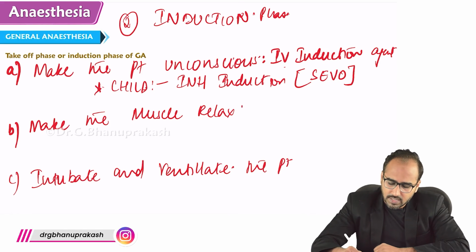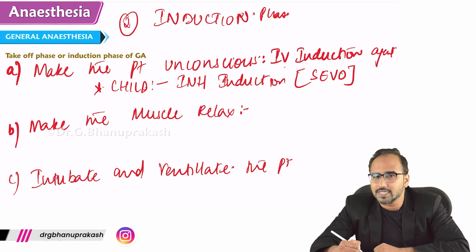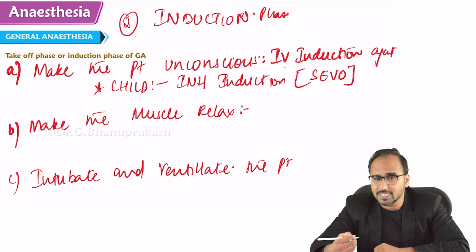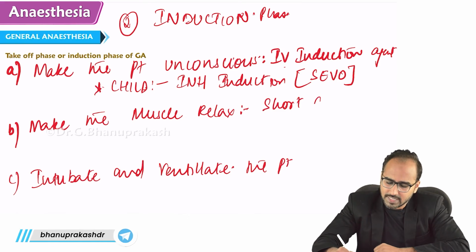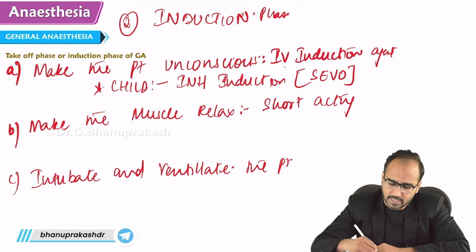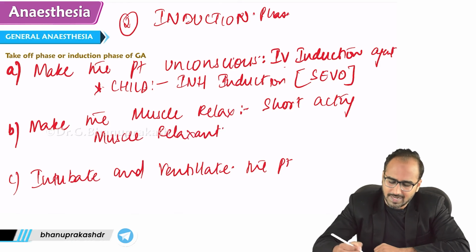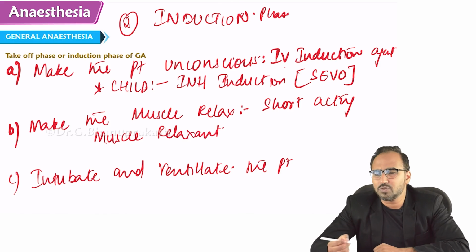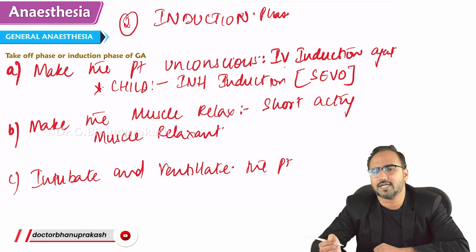Next, what is the next aim? Once you make the patient unconscious, the next aim is to make the muscles relax. How will you make the muscles relax? You make the muscles relax by giving a short-acting muscle relaxant. There are two kinds of muscle relaxant, guys. One is long-acting, one is short-acting.